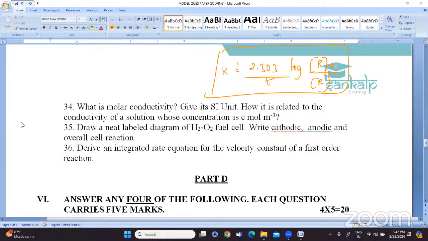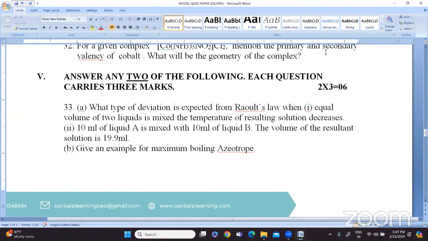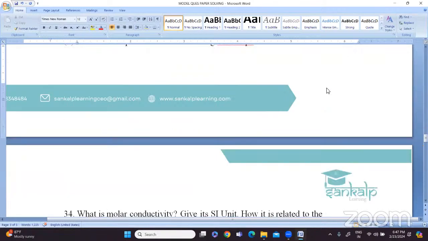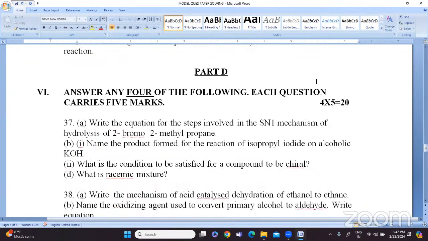Out of these 4, you have to answer any 2. Is it clear? So you will get 6 marks, 3 marks for each question. Okay, moving forward, part D.